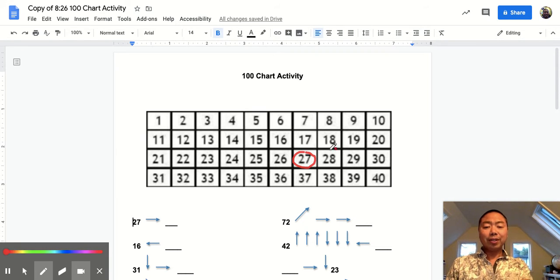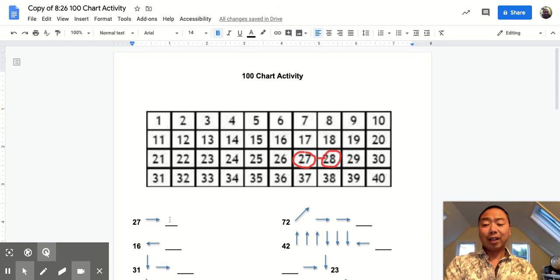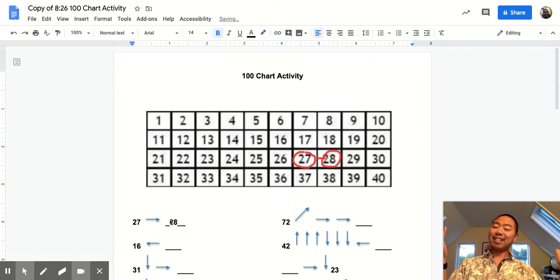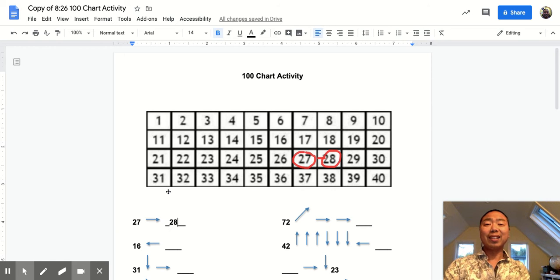When you move to the right, you get the number 28. And all you got to do is write that down on your answer sheet. 28. That's it. Pretty simple. And then it does get tricky with stuff like number 72. 72 isn't even on the chart. So you got to kind of figure out where it is and figure out where the arrows are going to take you. So that is up to you. And you should work with other people on this. This is a group effort. Okay, so that is the very first page.